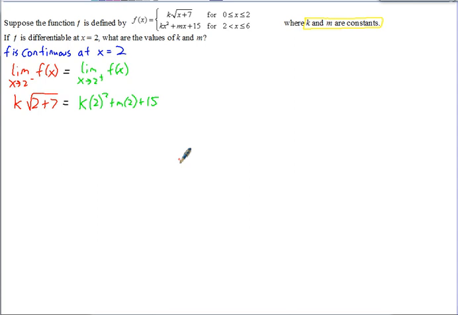And let's go ahead and simplify this. That's the square root of 9, which is 3 times k, so 3k equals 2 squared gives you 4, so that's 4k. 2 times m is 2m, and then plus 15.